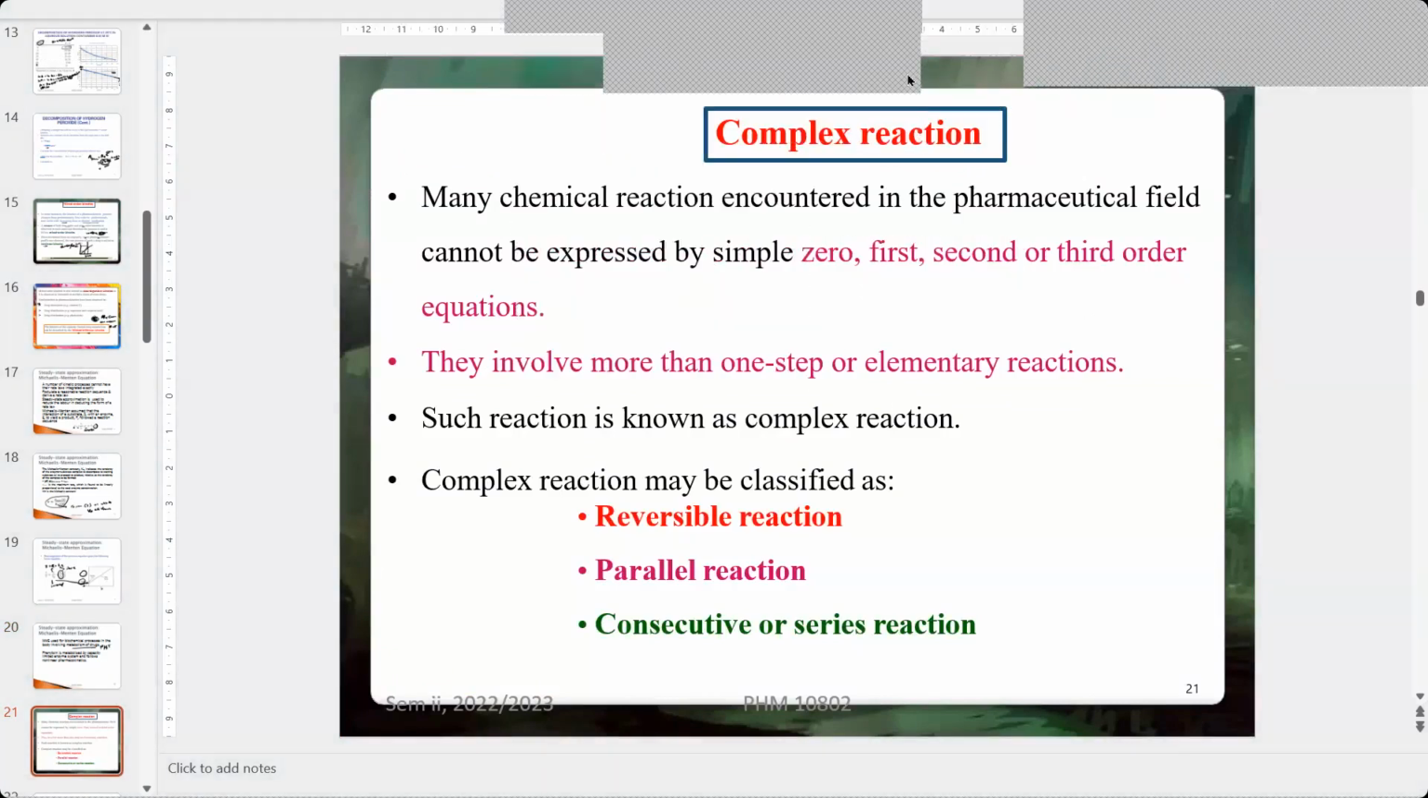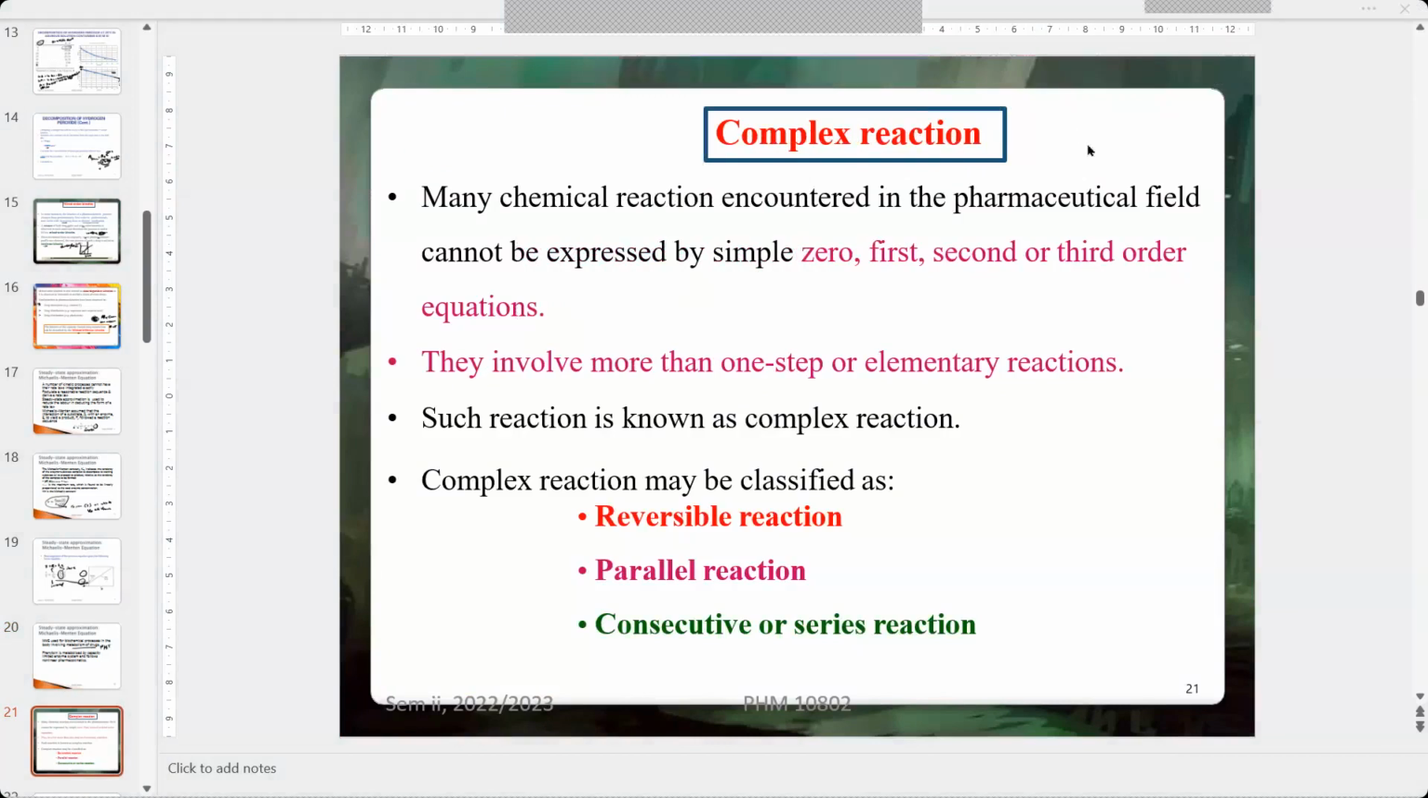So we'll go back to talking about complex reactions. Many chemical reactions may not simply follow zero, first, second, or third order equations, but can involve more than one step of reaction, and they may follow different orders. These reactions are called complex reactions. They may be classified as reversible, parallel, or consecutive or series reactions.